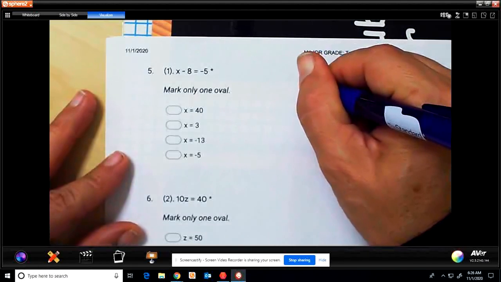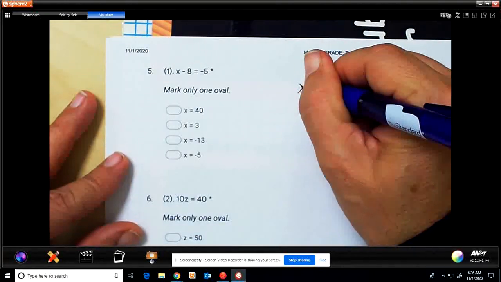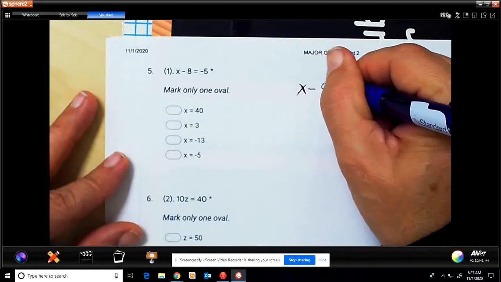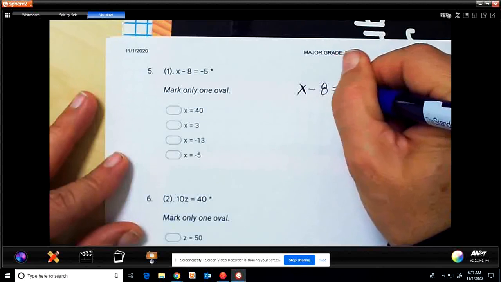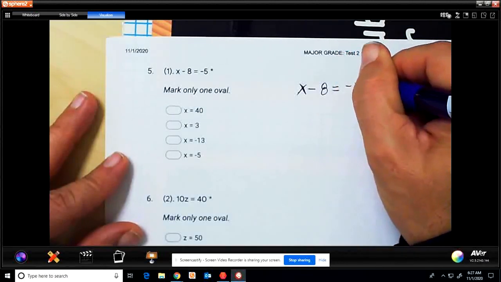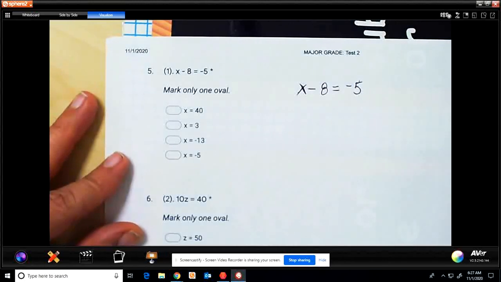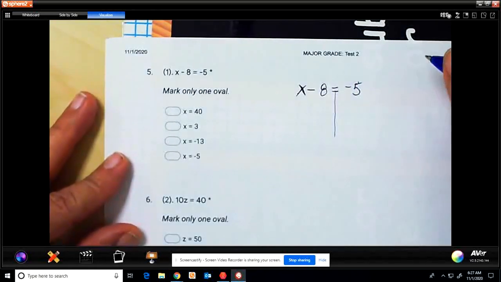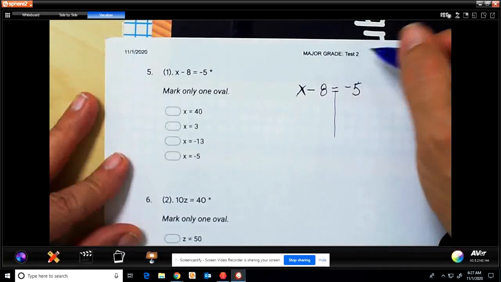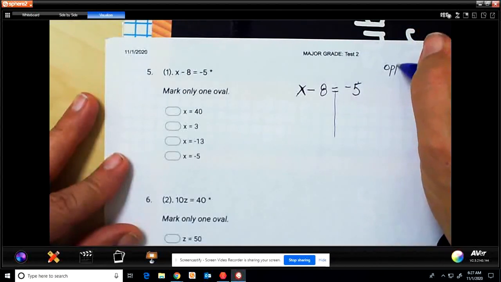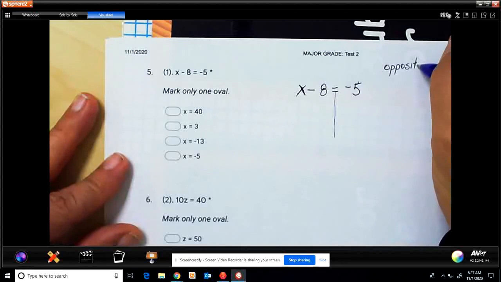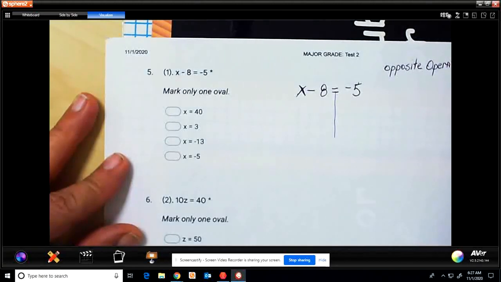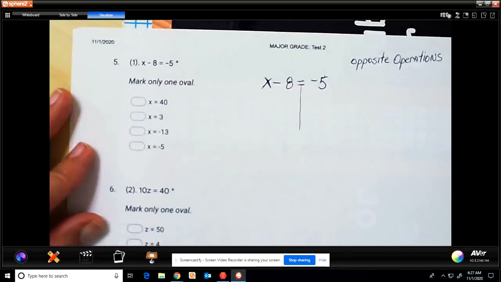What I would do is come over here and rewrite this as x minus 8 equals negative 5. What I would do is draw my little line. And remember, I'm going to put opposite operations. And we also call these the inverse operations, which means the opposite operations.